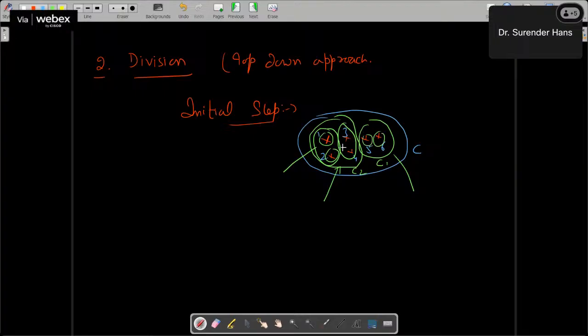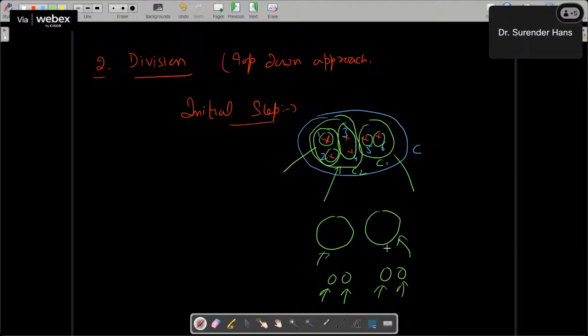Means first we enter into the bigger one and split it into two clusters, like this one and this one. Then we enter into this one and split it into two clusters. Then we enter into this one, then split this cluster into two clusters. Then we enter into this, again we split into two clusters. Then we enter into this, then this, then this. Okay. So this one is a top-down splitting.